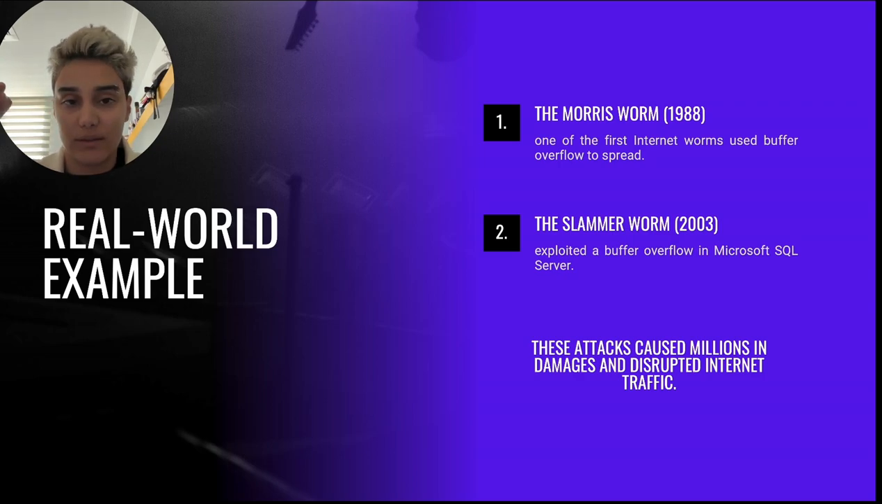Now let's talk about real incidents. The Morris worm, which spread in 1988, was one of the first major internet worms. It used buffer overflow to infect systems and brought down around 10% of the internet. That's huge for the time. In 2003, the Slammer worm exploited a buffer overflow in Microsoft SQL Server. It spread rapidly and caused a serious internet slowdown and system outages. Even today, embedded systems and IoT devices are often vulnerable due to outdated code.